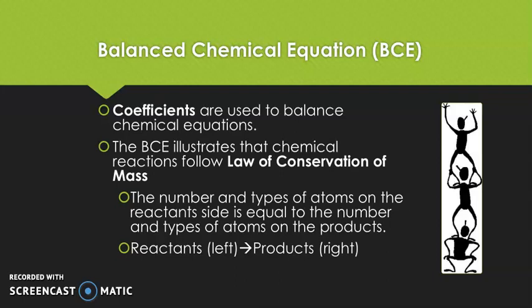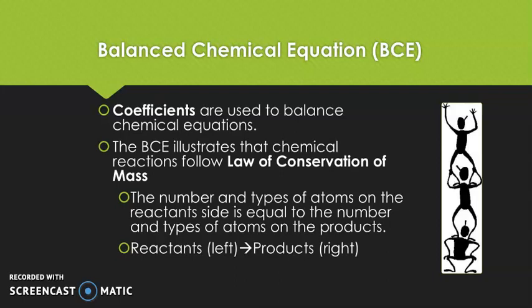This would be like if you were doing the cooking example again, I would have 2 cups of butter. So the 2 would be like my coefficient. That's how many cups of butter I have. That's what I'm using to balance out my 4 cups of flour and my 3 tablespoons of sugar, or whatever I'm using. The BCE just stands for balanced chemical equation.